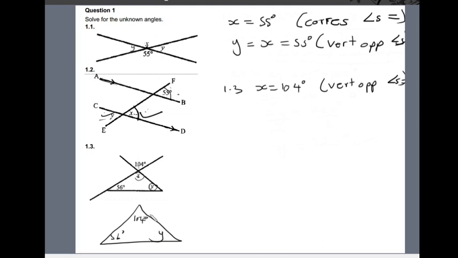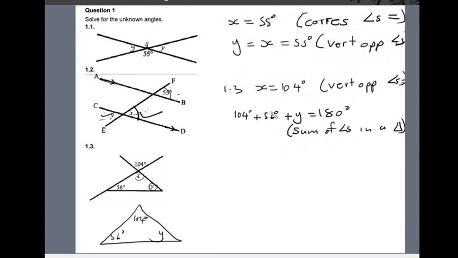To solve for Y, you will use the property of angles in a triangle. You know that in a triangle, the sum of all the angles equals 180. So you will say 104 plus 56 plus Y is equal to 180 degrees. And then your reason, you will say, sum of angles in a triangle. The sum of angles in a triangle is equal to 180, right? So now you can solve for Y.